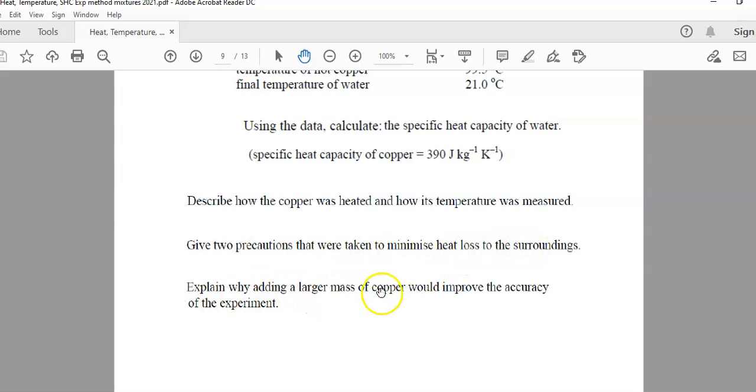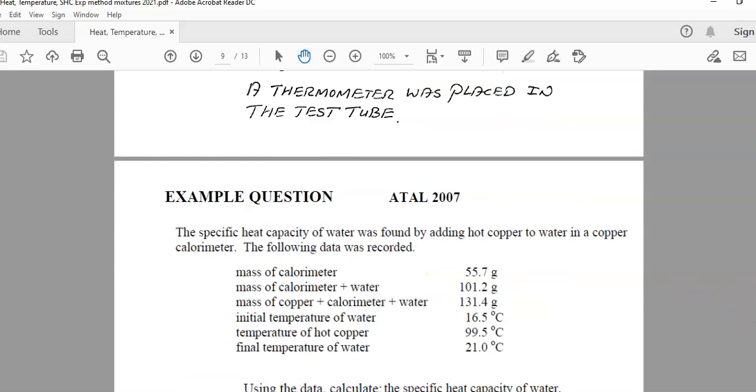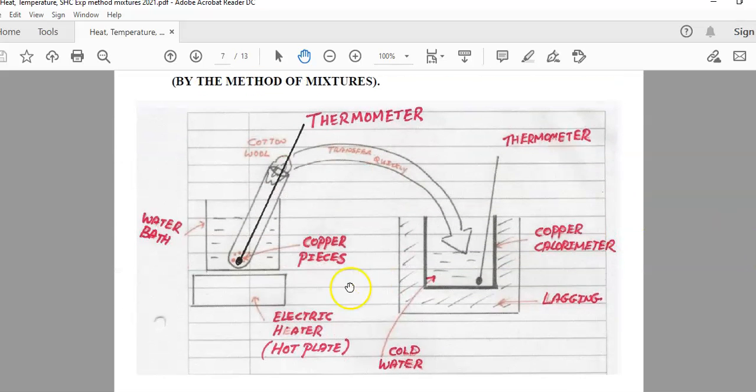Explain why adding a larger mass of copper would improve the accuracy of the experiment. If we used more copper, if we were back here and instead of using, let's say, 50 grams of copper, we used 100 grams of copper, why would that give more accurate answers? Well, if you use more copper, if you use a larger mass of copper, what will be larger over here? Well, obviously the water will pick up more energy and the rise in temperature of the water will be more. And we'll be dealing with bigger numbers. And we've said this many times, if you're dealing with bigger numbers, that reduces a certain type of error. Can you remember what kind of error is reduced if you deal with bigger numbers?